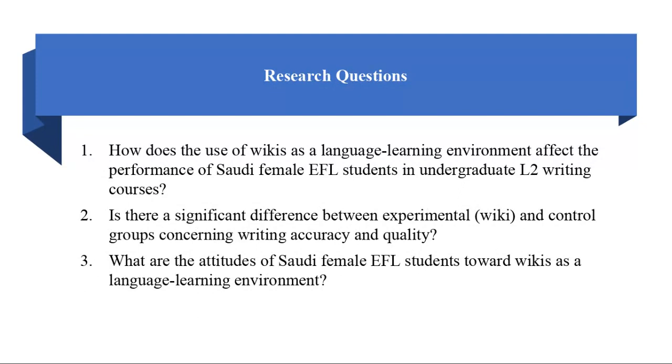This study is based on three research questions. Number one, how does the use of wikis as a language learning environment affect the performance of Saudi female EFL students in undergraduate L2 writing courses? Question number two, is there a significant difference between experimental wiki and control groups concerning writing accuracy and quality? Question number three is, what are the attitudes of Saudi female EFL students toward wikis as a language learning environment?